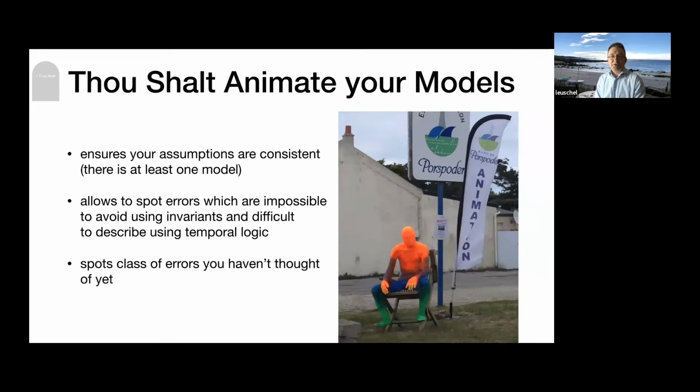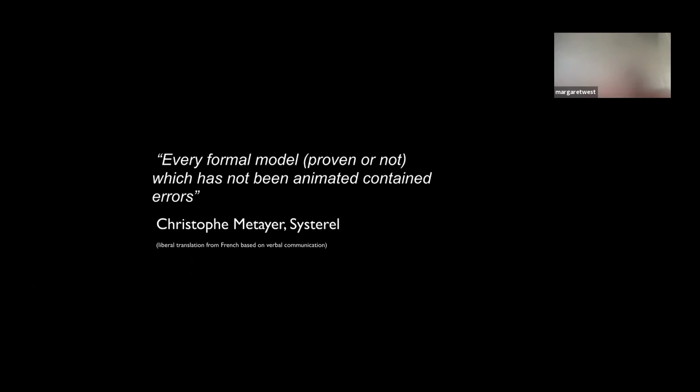So the animator tries to start up and find constants which satisfy the axioms, and tries to find actually a model. And also, it spots errors you haven't thought of yet. Sometimes, and that was one quote by Christoph Metayer from Sisterel at the time in the Deploy project, he said that every formal model proven out which has not been animated contained errors. So that was his experience, and it's also mine.